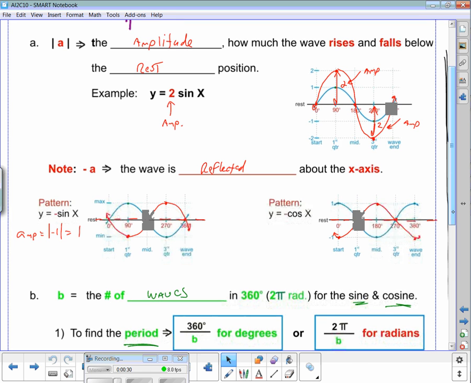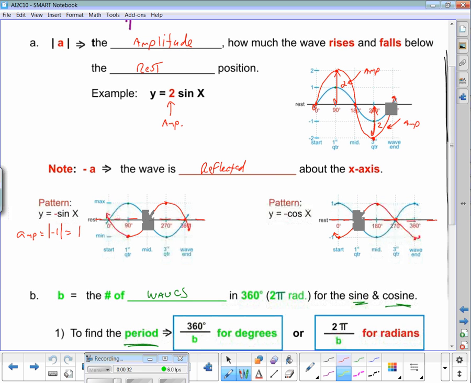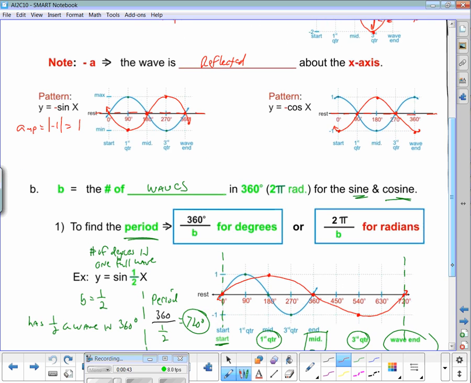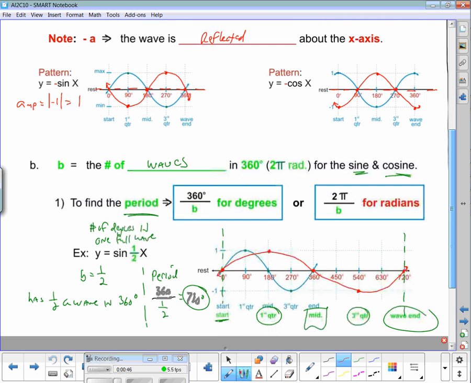We talked about a negative. When that coefficient is negative, it's going to reflect the wave about the x-axis. And then we started talking about the period and how the b value is going to tell you. Now be careful, the b value is not the period. It tells you how many waves in a normal period. If you want to find the period, you got to do either 360 divided by b, that'll give it to you in degrees, or 2 pi divided by b, that's going to give it to you in radians.